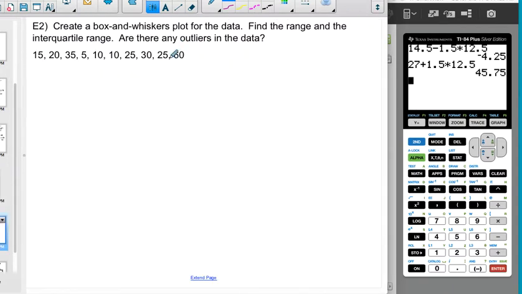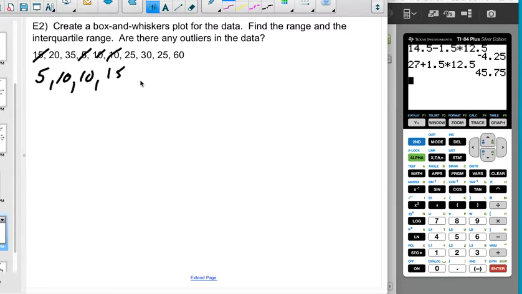So go ahead and do the same thing here. Let's do a box and whiskers and see if there's any outliers in the data. Again, the outlier has to be a pretty significant difference relative to the size of the box. So the first thing you're going to want to do is put your data in order.